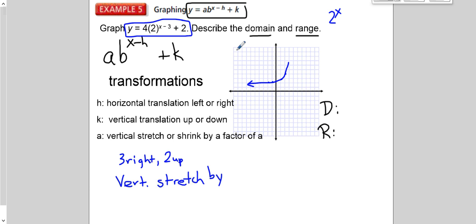Now, because it went up 2, it's going to approach this line, y equals 2, but it's not supposed to cross it, because before it got close to the x-axis, but we shifted everything up 2. So that's the equation y equals 2. So our range, y has to stay greater than 2. And our domain, we can use all the negatives, all the positives we want. That is all real numbers.